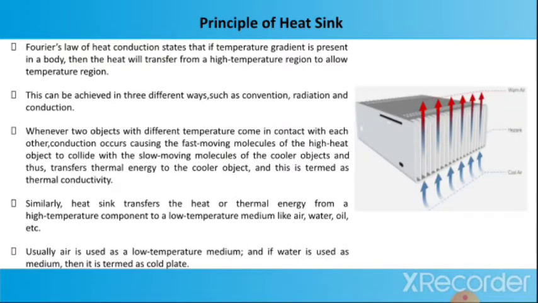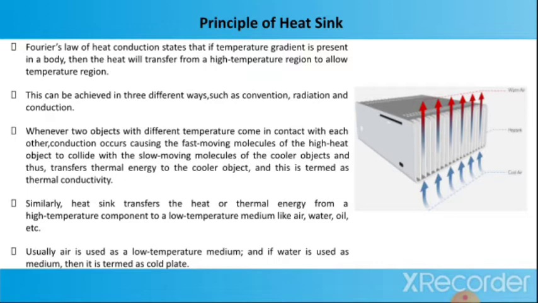Now we'll talk about the principle of heat sink. Fourier's law of heat conduction states that if a temperature gradient is present in a body, then heat will transfer from a high temperature region to a low temperature region. This can be achieved in three different ways: convection, radiation, and conduction. Whenever two objects with different temperatures come in contact with each other, conduction occurs, causing the fast-moving molecules of the high-heat object to collide with the slow-moving molecules of the cooler object, and thus transfers thermal energy to the cooler object. This is termed thermal conductivity.